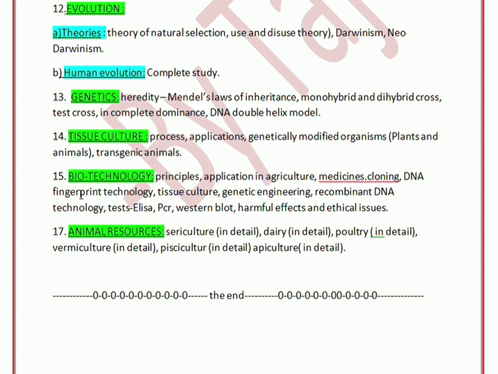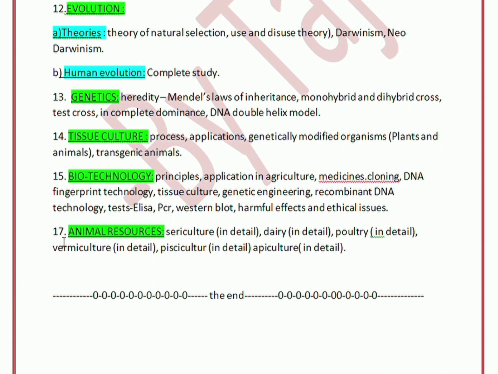The 15th chapter you are having is about biotechnology. In biotechnology, principles, application in agriculture, how biotechnology is used, along with medicines, cloning, DNA fingerprint technology, tissue culture, genetic engineering, recombinant DNA technology, tests like ELISA, PCR, Western blot, harmful effects, and ethical issues you have to learn in the concept of biotechnology.